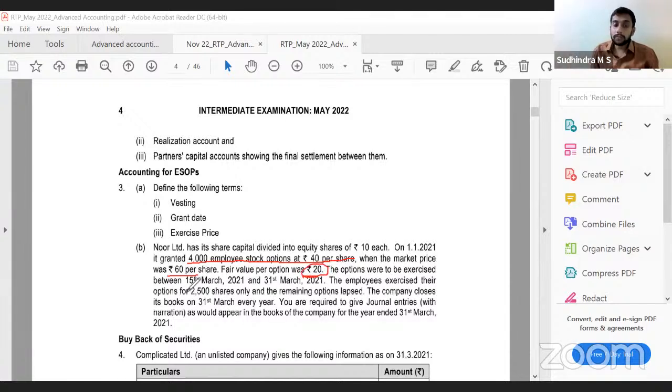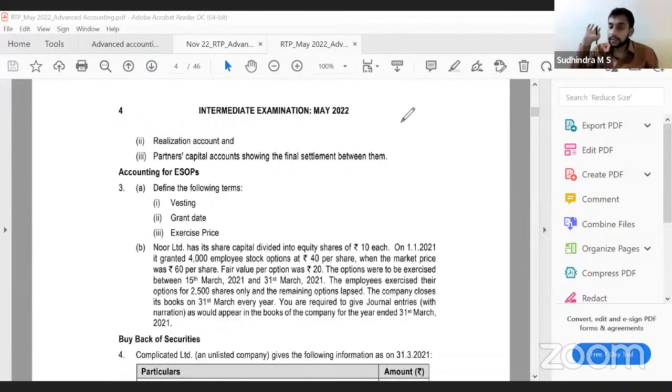Options were to be exercised between 15th March and 31st March. Employees exercise their options only for 2,500 shares and remaining options lapsed. Company closes its books on 31st of March every year, required to give journal entries with narration as would appear in the books of the company for the year ended 31st March 2021. So everything happened in the same financial year. So as on 31st March itself, we'll pass those expenditure entry, receipt entry and allotment entry.